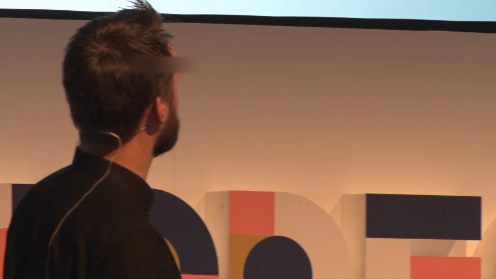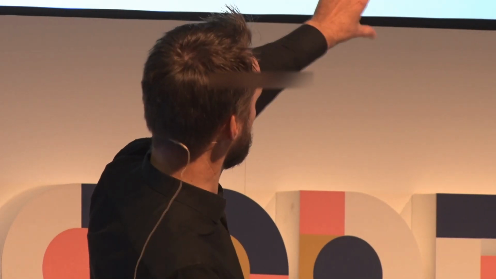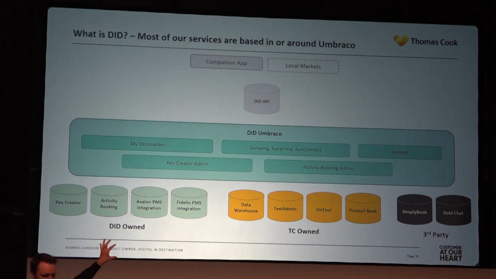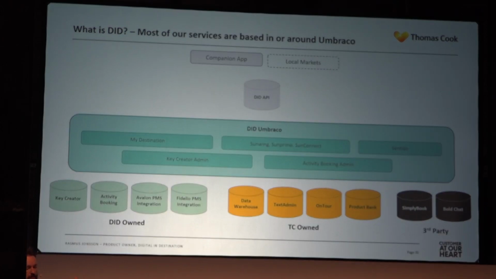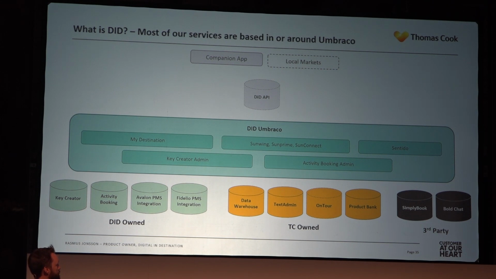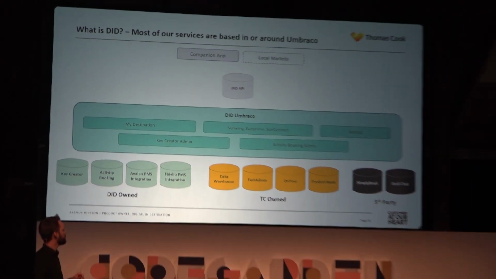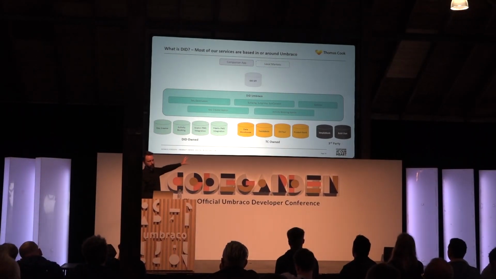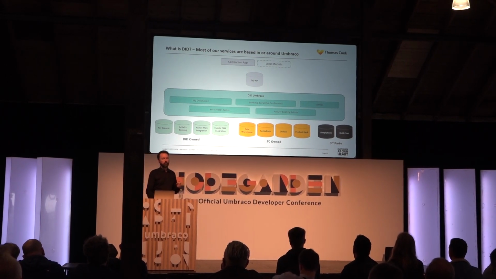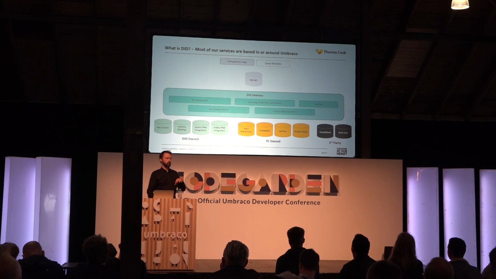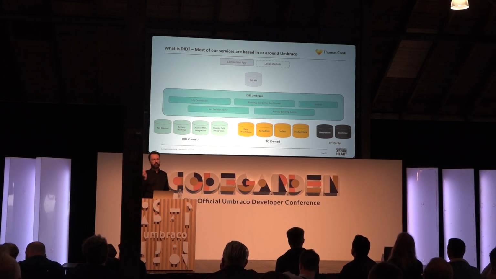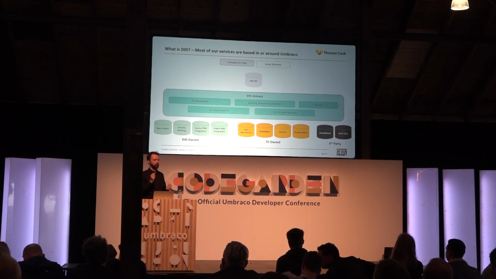Basically, here's a short slide about Umbraco, the blue-greenish part in the middle. We have My Destination, which is one Umbraco instance, Sunwing, Sunprime, SunConnect, one instance, Sentido. Then we also have the key creator admin, which is used by the digital keys. And then we have activity booking for the websites as well. We are also integrating to the systems below, like the key creator, and activity bookings, which we have in a separate database. We also have connections to the different hotel systems for sending and retrieving customer data when we want to manage users.